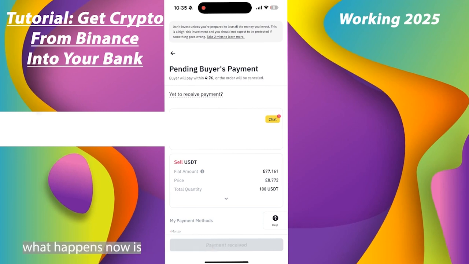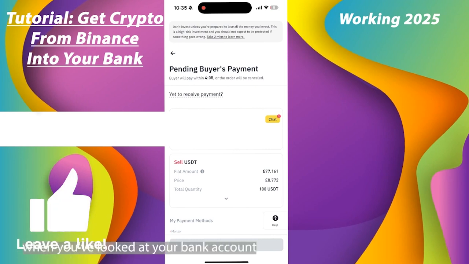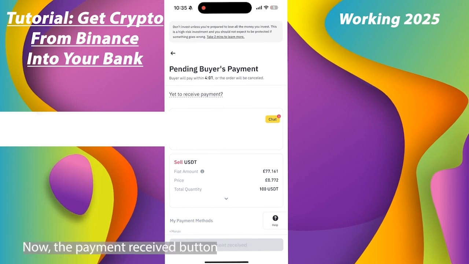Essentially, your details will be automatically sent to them, but sometimes you'll see on the right-hand side there is a chat icon. They may request for you to send your bank details again via the chat so that they have them, I believe. At the very bottom it says payment received. You only want to tick that box when you've looked at your bank account and the money is in your bank from this transaction. The payment received button doesn't go yellow until they've selected that they've sent the payment, so you can't accept it until they've said they've sent the money.